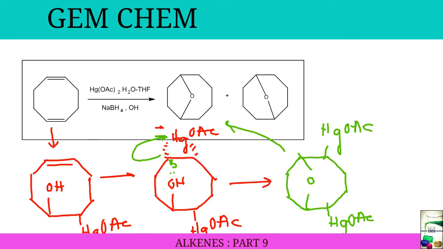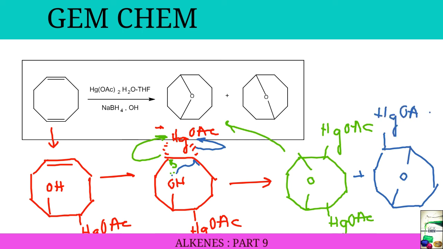But if this OH lone pair attacks this carbon, then it opens up like this, so we get another product, that is this one, here oxygen, HgOAc, and this is HgOAc. So this gives this product, just written in a different manner. So this is how these two are formed.